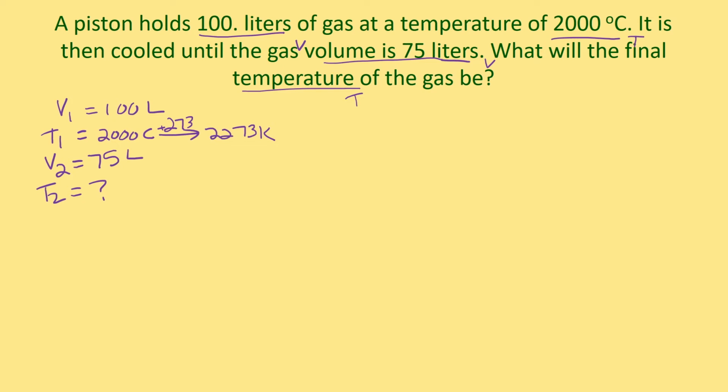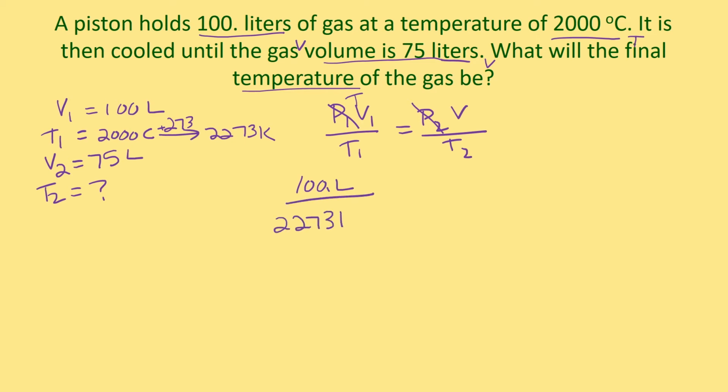Okay, so again, one strategy is to use the combined gas law: P1 V1 over T1 equals P2 V2 over T2. And in this case, pressure is constant, so I'm really just dealing with V1 over T1 equals V2 over T2. This would be Charles' law, by the way. Okay, so let's fill in what we have. We have 100 liters over 2273 Kelvin is equal to 75 liters over T2.